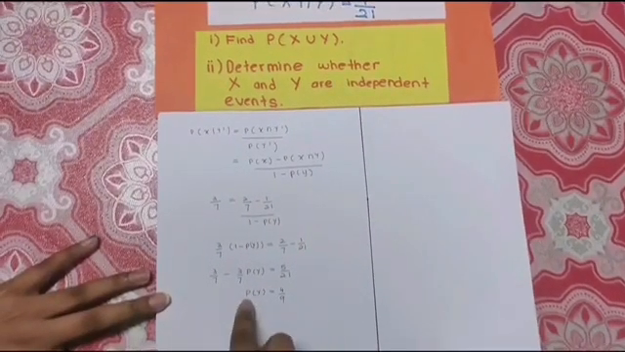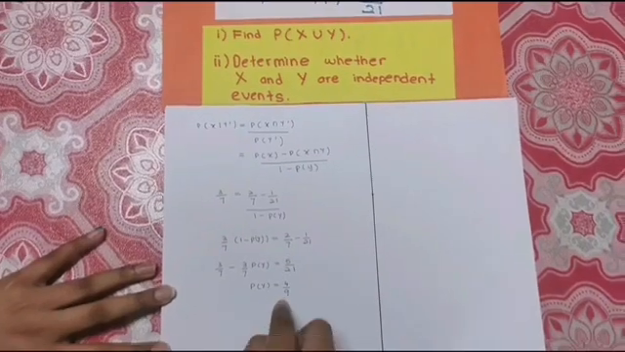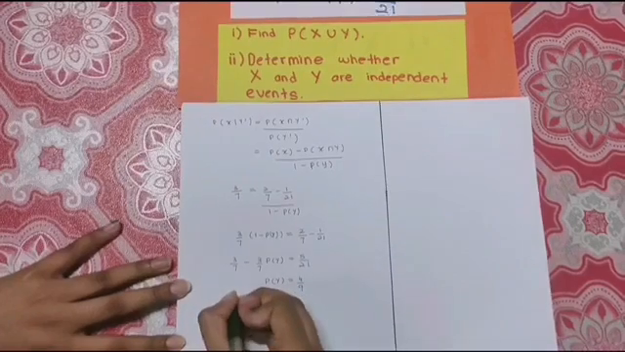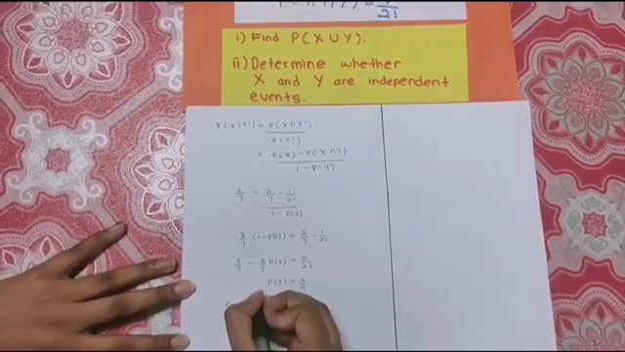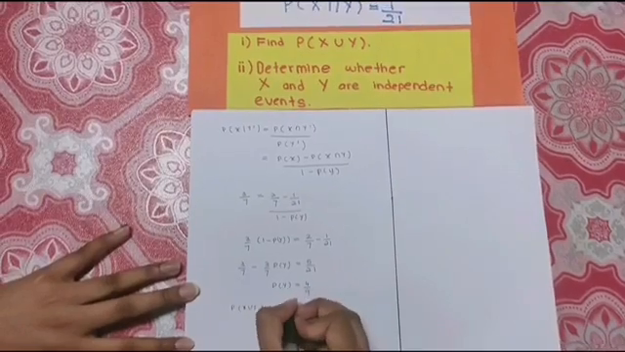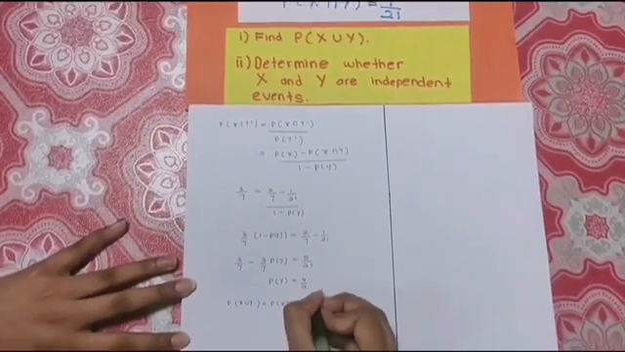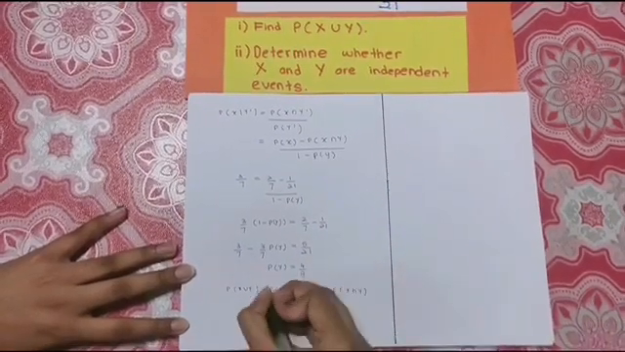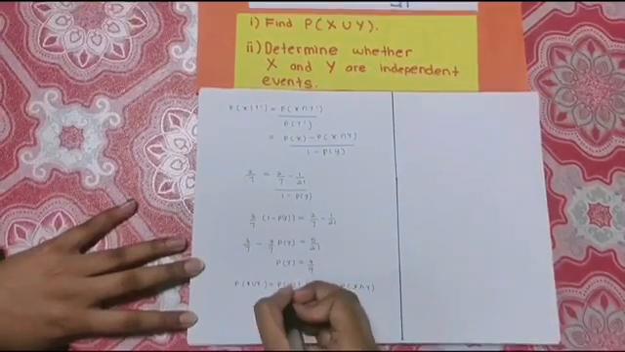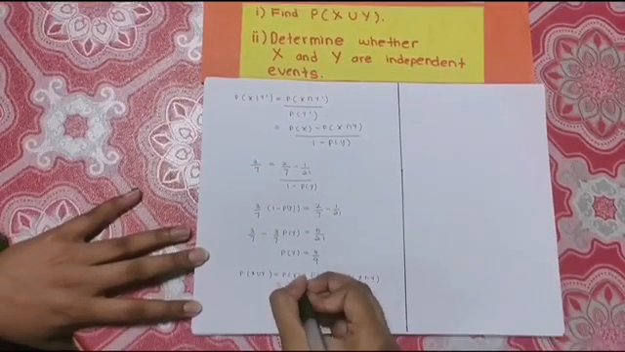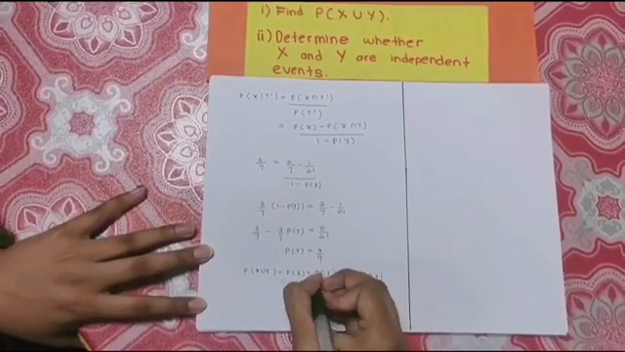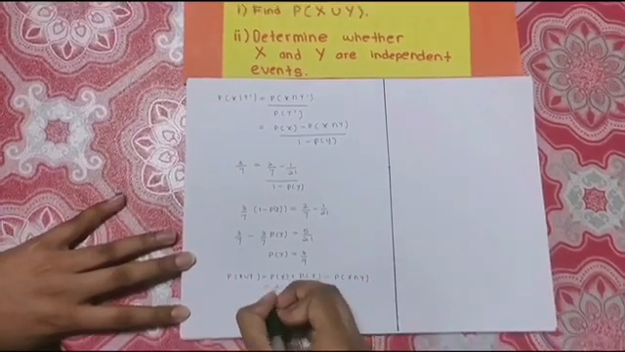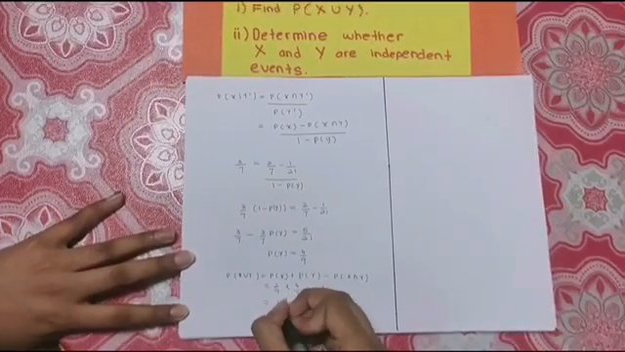Since we found the probability of y is 4 over 9, we can find probability of x union y. Probability of x union y equals probability of x plus probability of y minus probability of x intersect y. So we just substitute the values: 2 over 7 plus 4 over 9 minus 1 over 21, which equals 43 over 63.